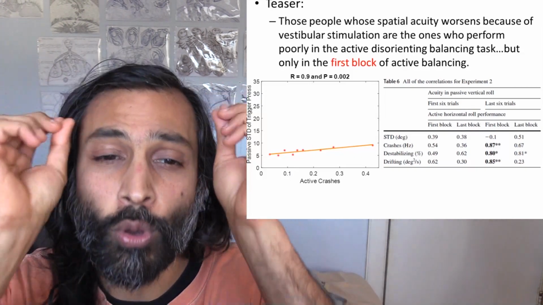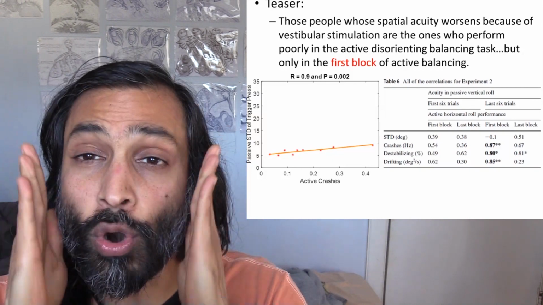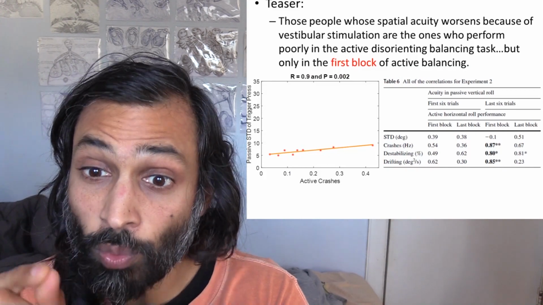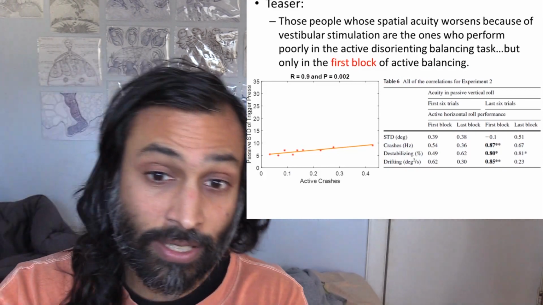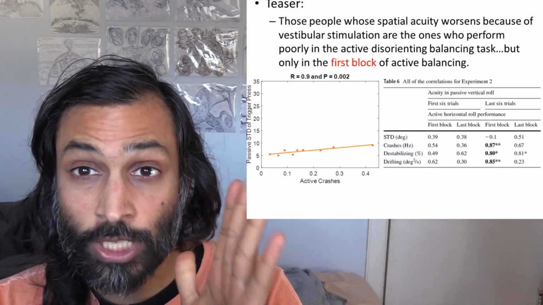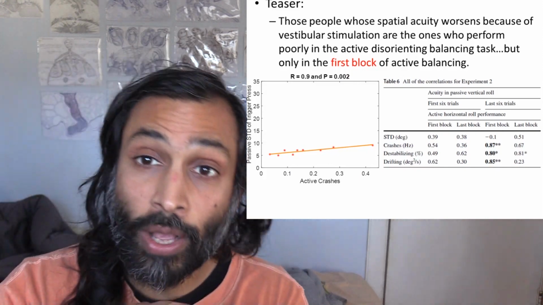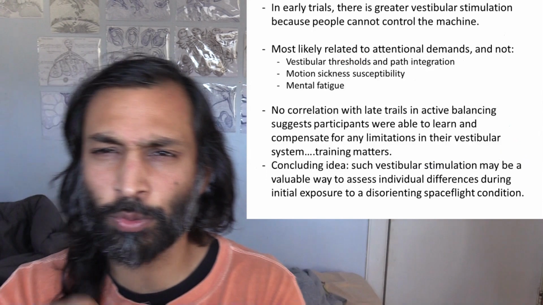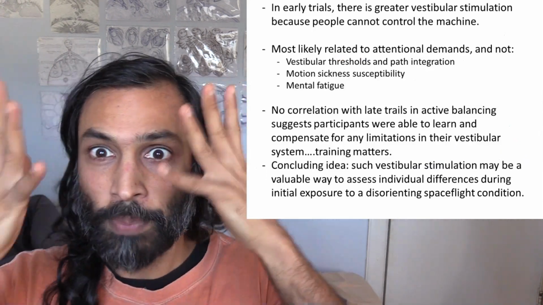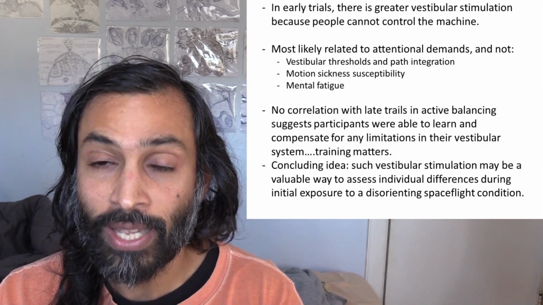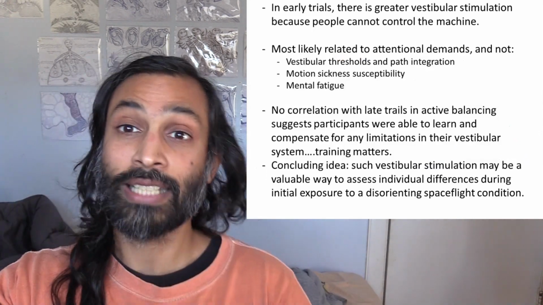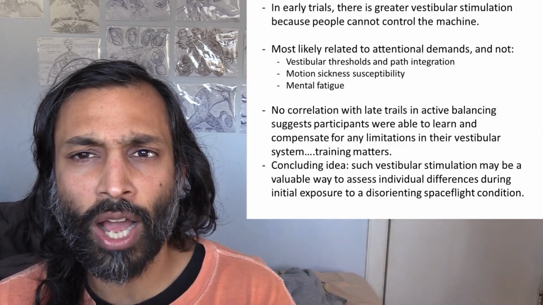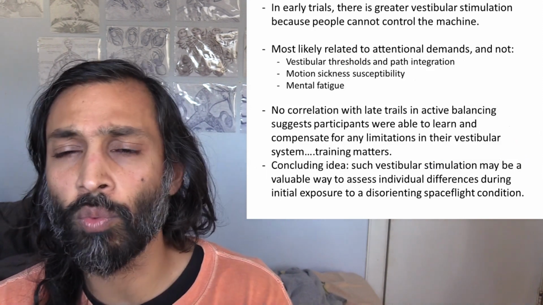What we found is that those people whose spatial acuity worsened as a result of vestibular stimulation, they were the ones who actually performed poorly in active balancing. But the correlations were only significant for the first few trials of early balancing. You might be like, why? Well, it kind of makes sense, because in the early trials, when you first get into this disorienting condition, people are panicking, they don't know what's going on, they're smashing the joystick, even the good ones are doing that, and they're experiencing these high velocity movements, very large amounts of vestibular stimulation.